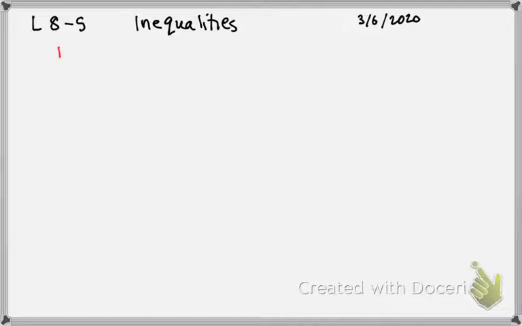I want to spell inequalities in a weird way, just so you have an idea of what I'm talking about. If you are correct, that means you got something right. If you are incorrect, you got something wrong. So that prefix in means not. If you look at the word I just wrote, inequalities are things that are not equal.